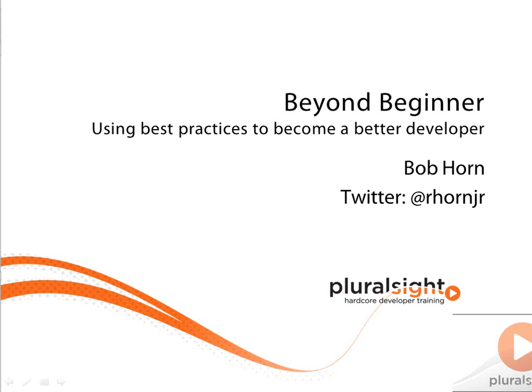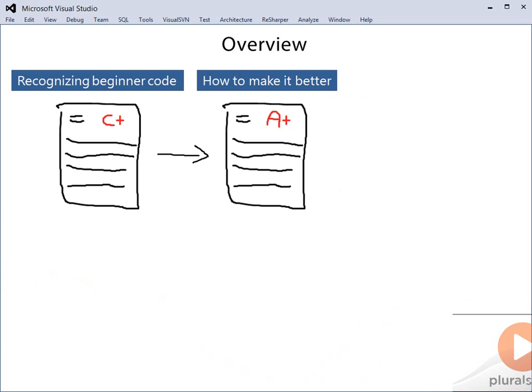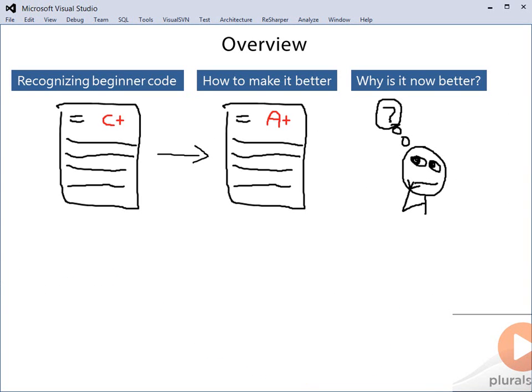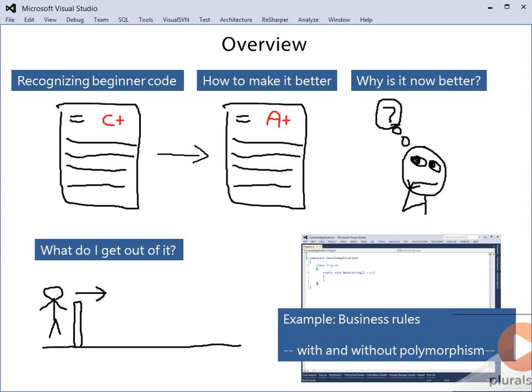I'd like to talk to you today about becoming a better developer by using best practices. So we want to talk about being able to recognize beginner code and how to turn that beginner code into better code. We want to talk about why that code is now better. What has that done for us? And we certainly want to talk about what you get out of it. We'll also look at some code about implementing business rules with and without polymorphism.